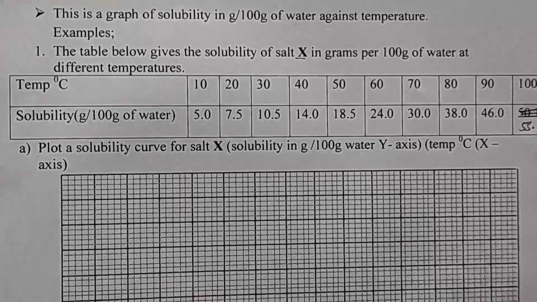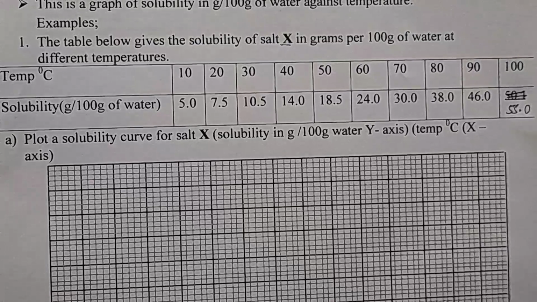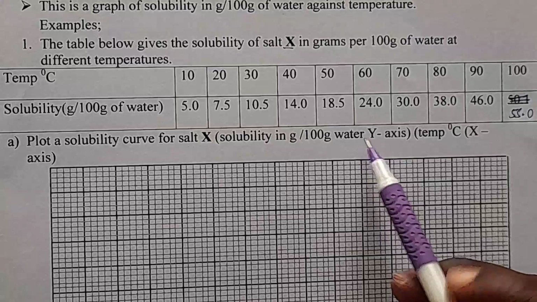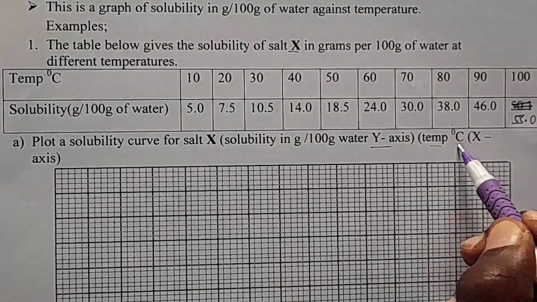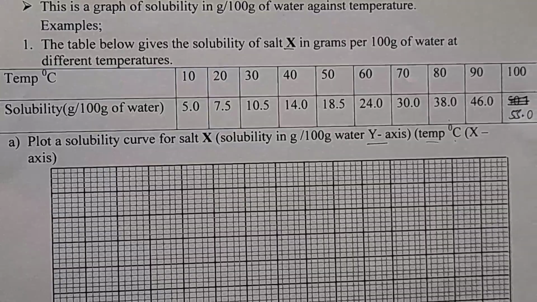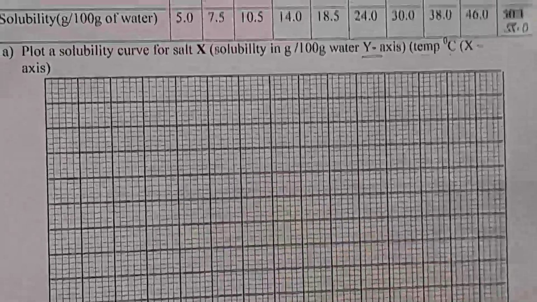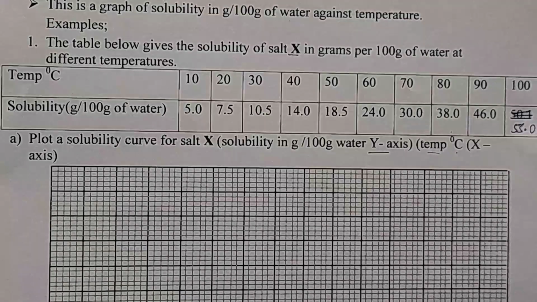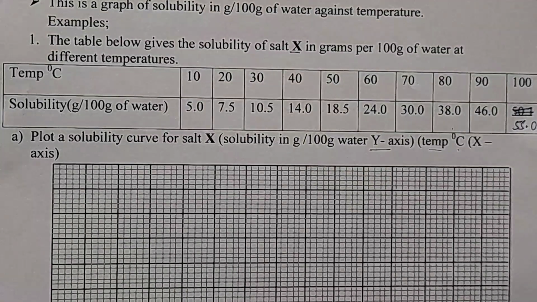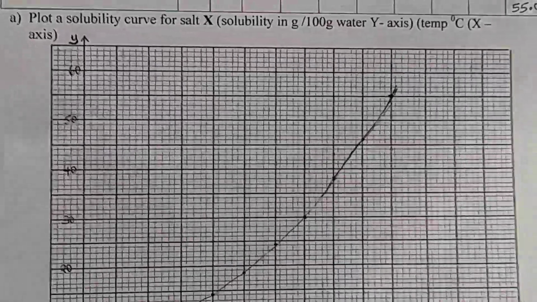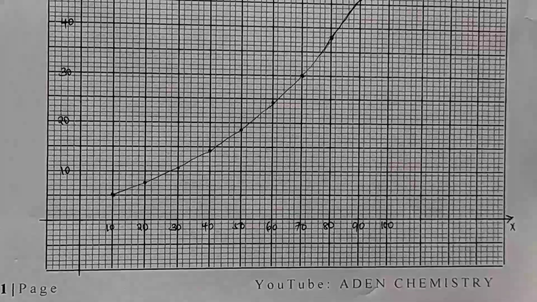So the first question, we are told to plot a solubility curve for salt X. In brackets, we are told solubility in grams per 100 grams of water, y-axis, then temperature in degrees Celsius, you put it on the x-axis. That is the information that you are given. So this is the Cartesian plane, or the graph, we are going to draw here, but check the points using your own graph. Try to draw it. I drew mine a long time ago. So this is how the graph looks.